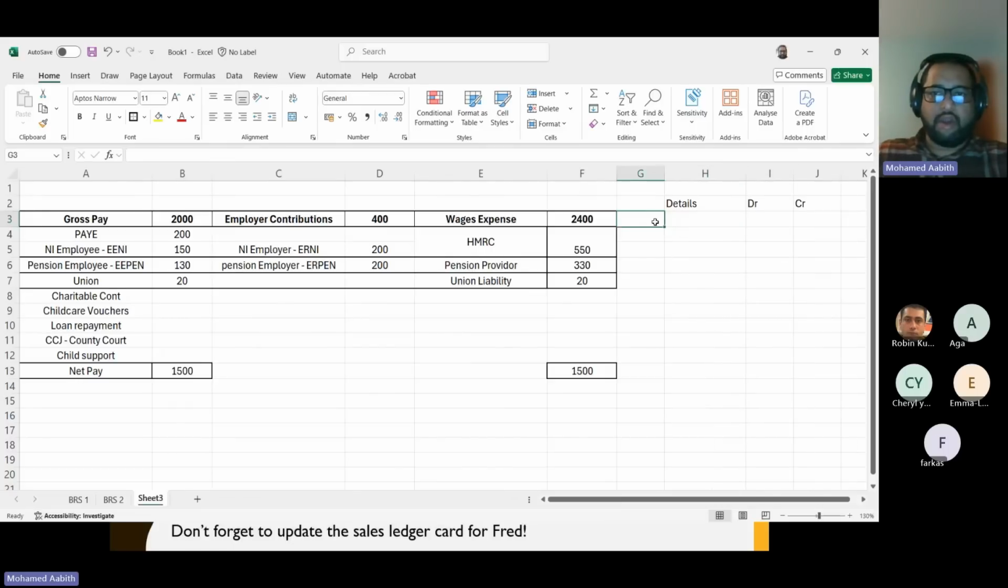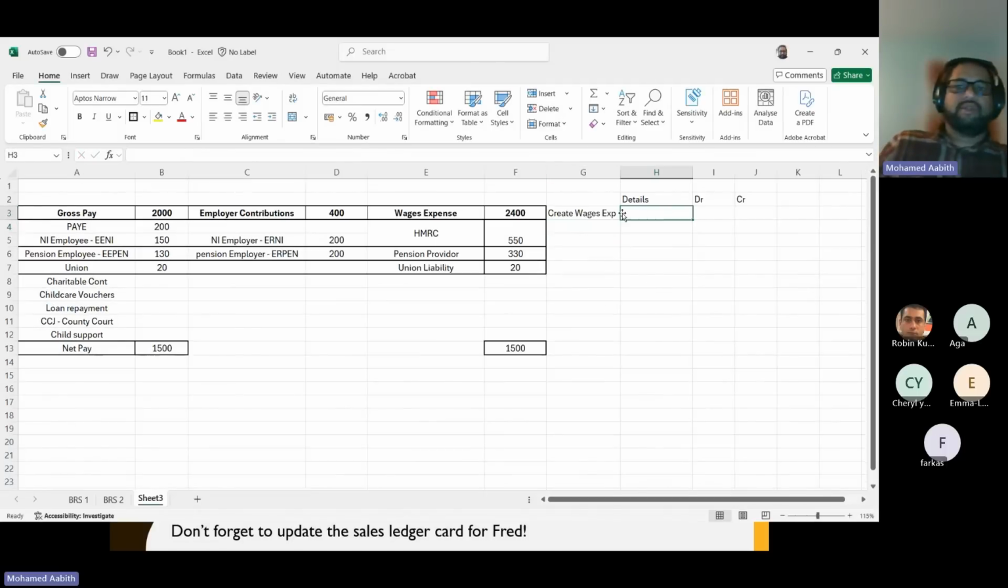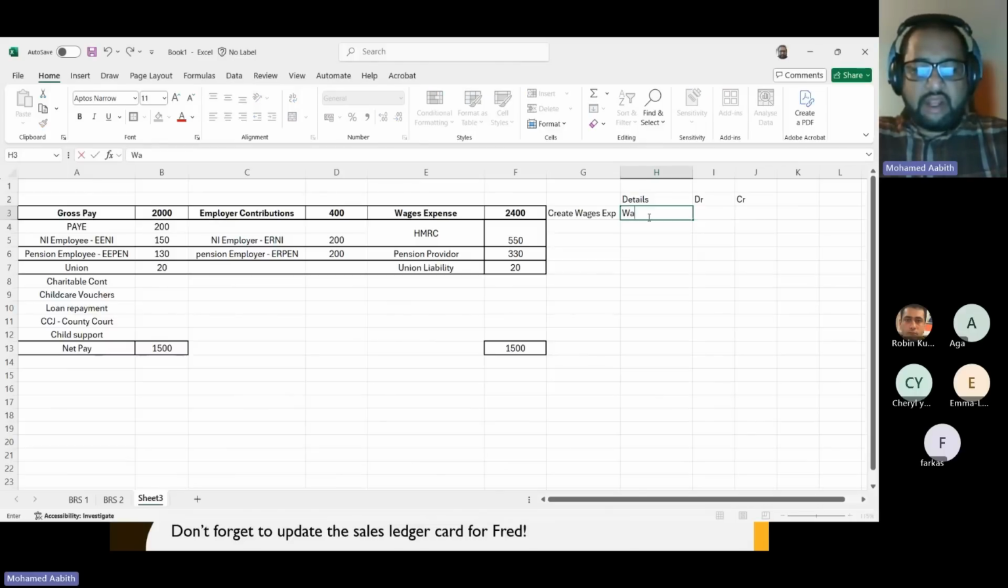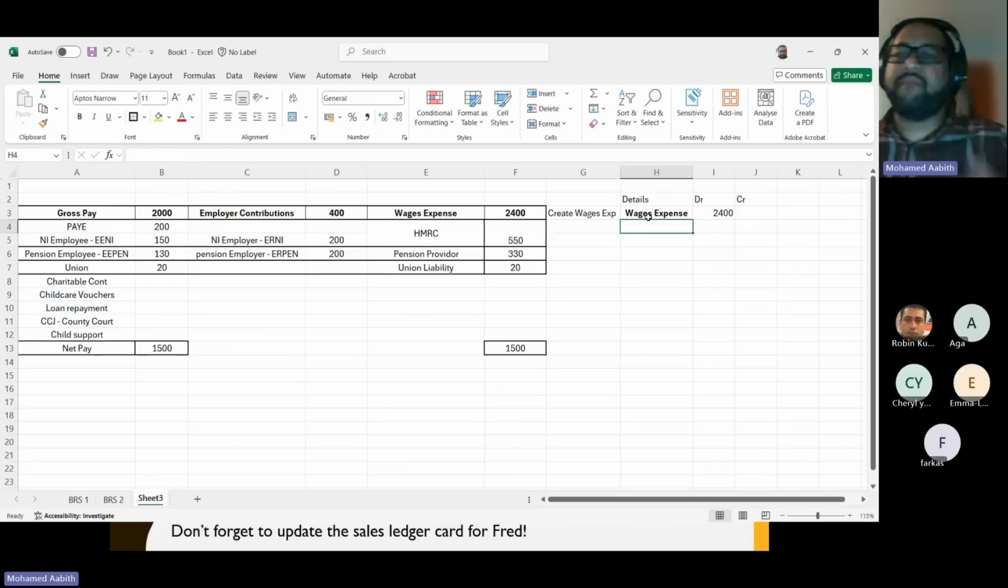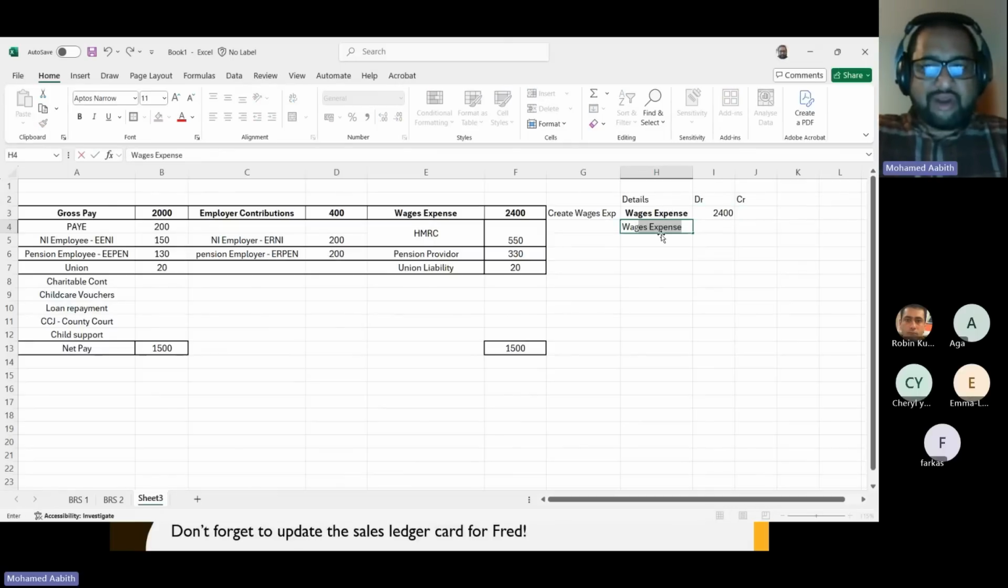So the first scenario, create wages expense. This is the first entry we need to make. In this scenario, we create the wages expense. It has a debit entry. Why? Because this one is basically an expense, and an expense should be debit. So what is the opposing entry? We create a wages control account.